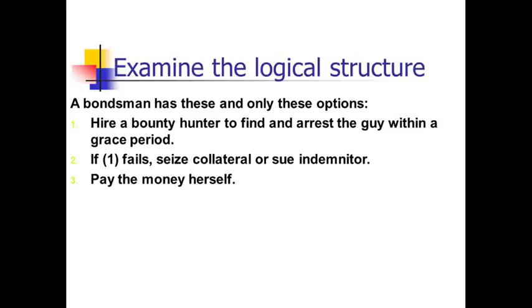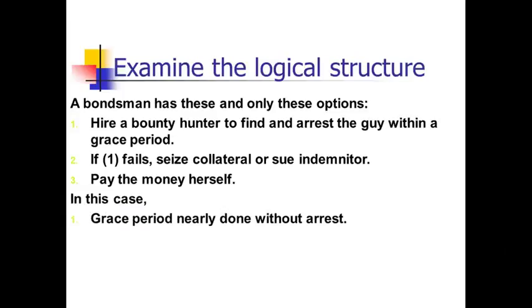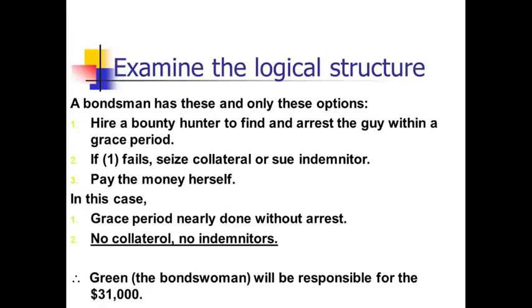So in this case, out of those three options, what happened? Well, the grace period is done and there's no arrest yet. There was no collateral, there was no indemnitor. So what's the conclusion? What's going to happen? Well, there's only one option left: Green, the bondswoman, has to pay that $31,000 herself. So you can see there's a nice logical argument underneath that. And sometimes it's helpful to even map those out in A, B, C terms.